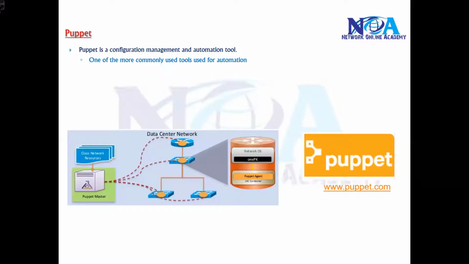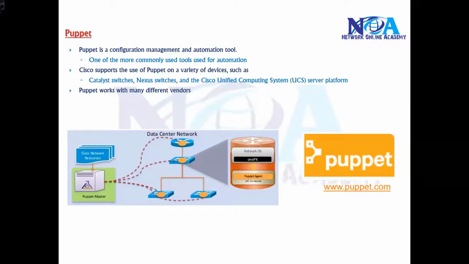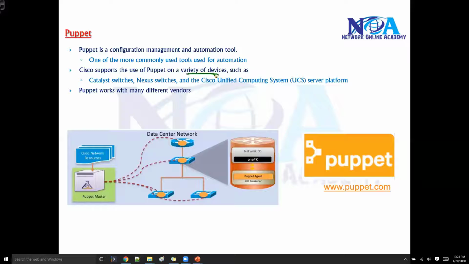Now, when you talk about Puppet, Cisco supports the use of the Puppet software on a variety of devices, like Cisco Catalyst switches or Nexus switches, or even Cisco UCS server platforms; they do have support for this Puppet software. And of course, Puppet works with many other vendors as well. It is a commonly used tool, especially for server and network automation options, like server virtualization, where you can add or remove virtual machines, and it can also be used for network automation.